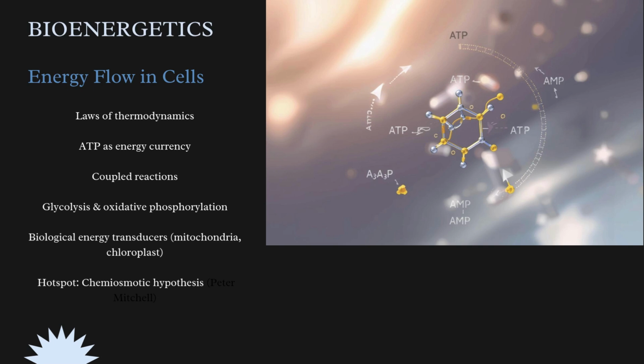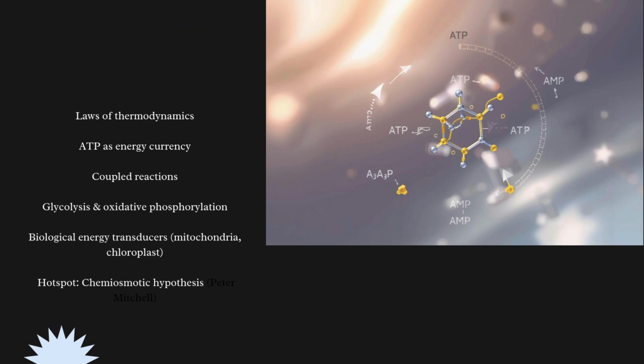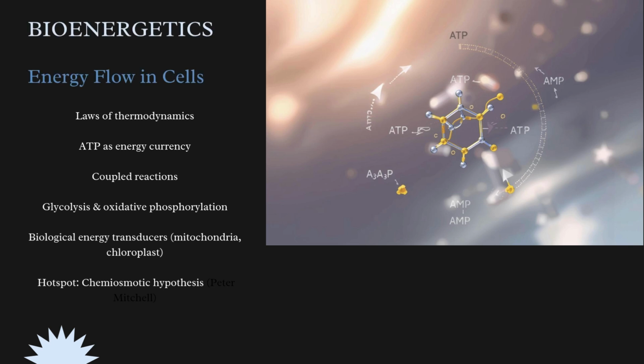Bioenergetics and energy transduction. This section is a CSIR favorite. It covers glycolysis, TCA cycle, oxidative phosphorylation, chemiosmotic theory, ATP synthesis, coupled reactions and redox potential. Most Part C questions are data interpretation based, like, given redox potentials, predict the direction of electron flow and ATP yield. So, understand how energy is transferred from one molecule to another and memorize ATP yield charts.